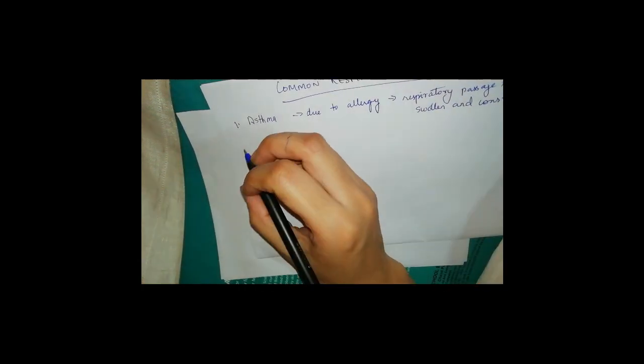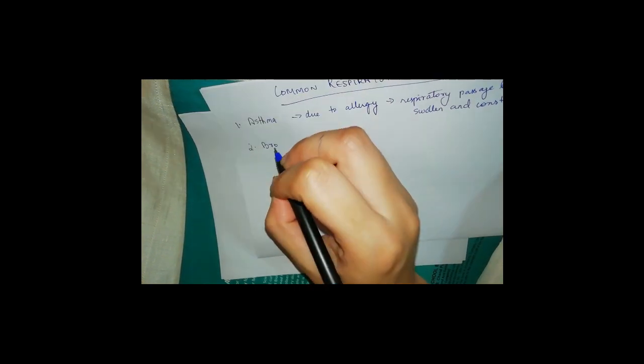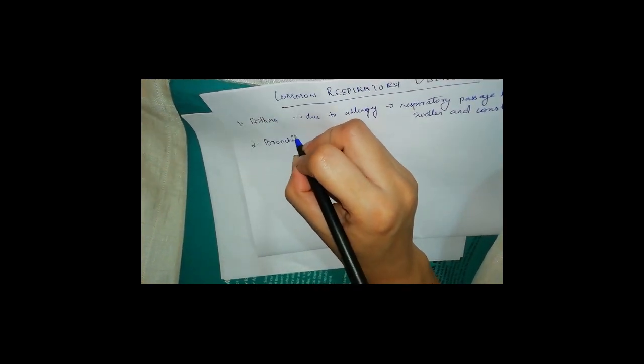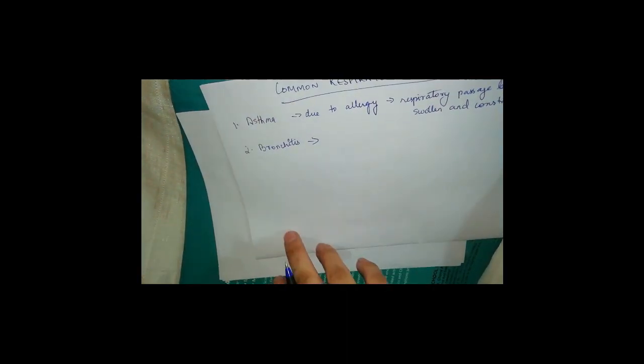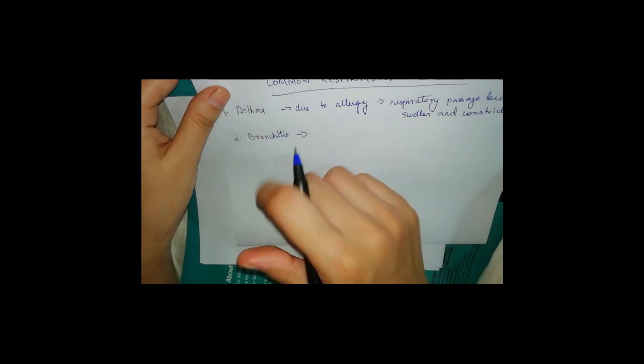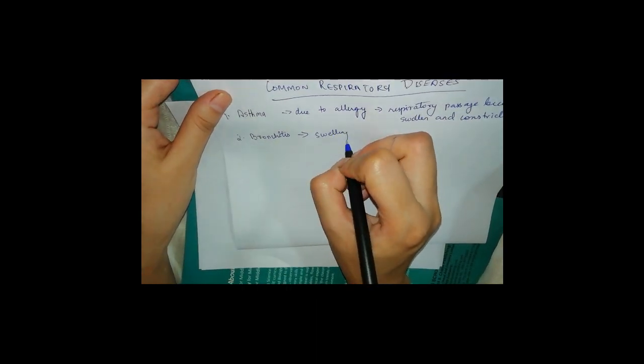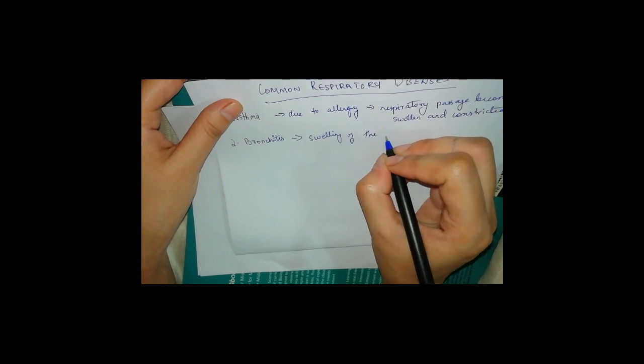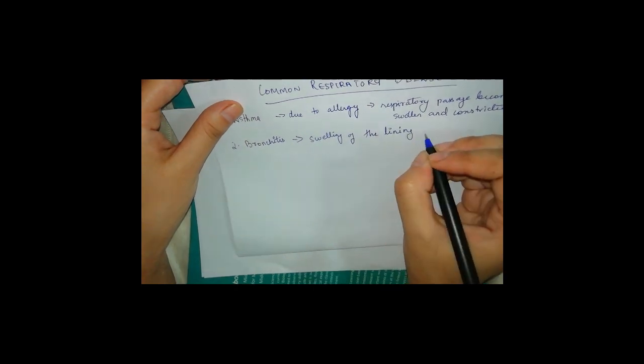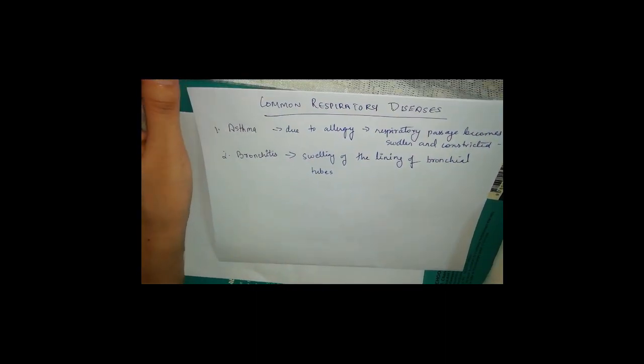Okay, the next common respiratory disease is bronchitis. Under bronchitis, there will be a swelling of the lining of your bronchial tubes. Remember, we have been studying about the bronchus. So when a person suffers from bronchitis, the bronchus or the tubes, the bronchioles, will have a swelling in the lining.